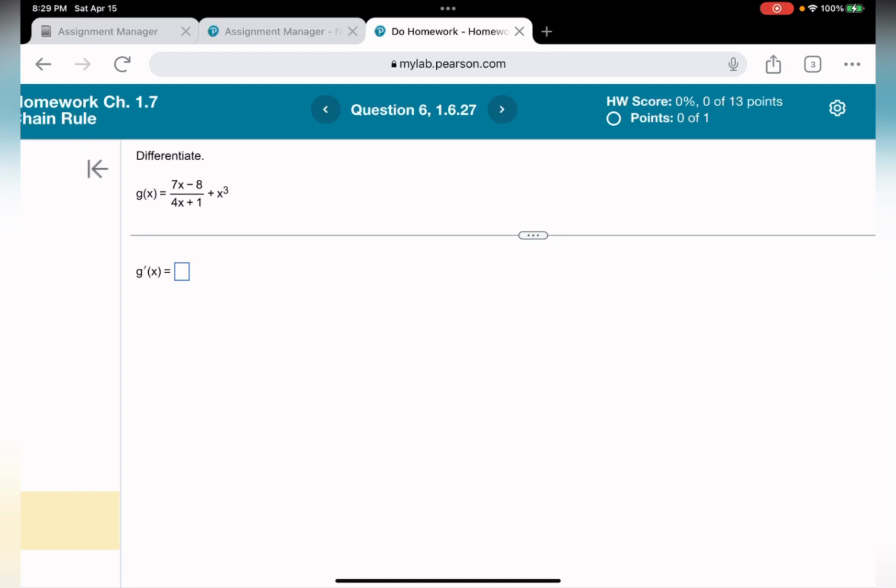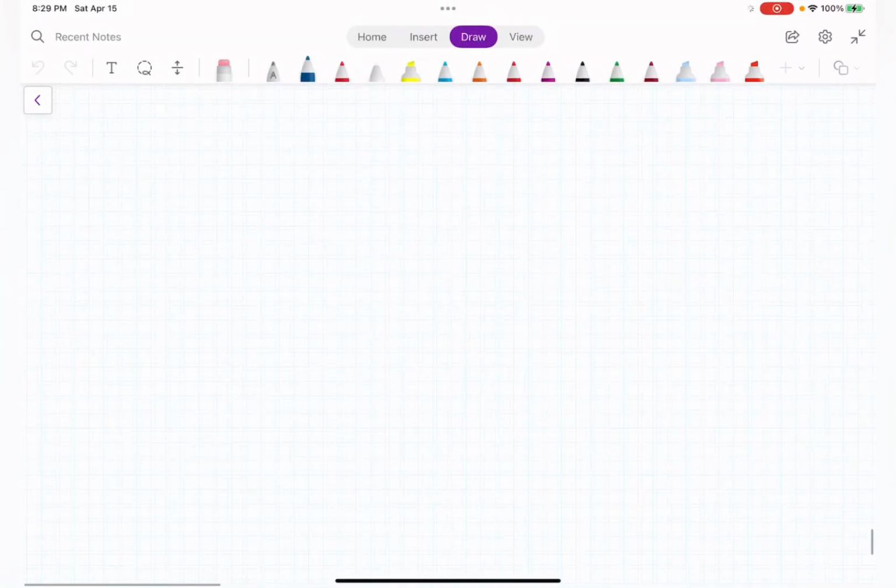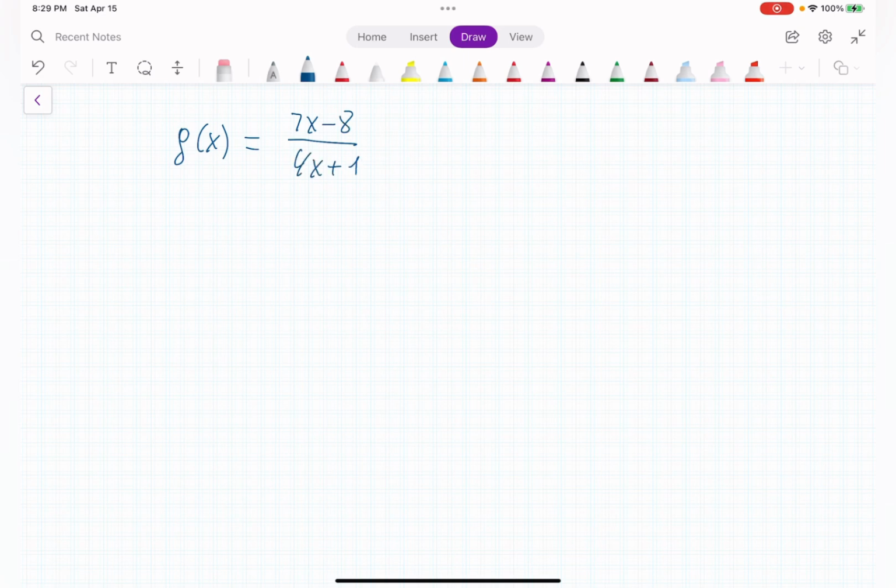Okay, question number 6. We have g of x equals 7x minus 8 over 4x plus 1 plus x squared. So let's move and take the derivative of that one. So what do we have here? G of x is equal to 7x minus 8 over 4x plus 1, and all these plus x cubed.